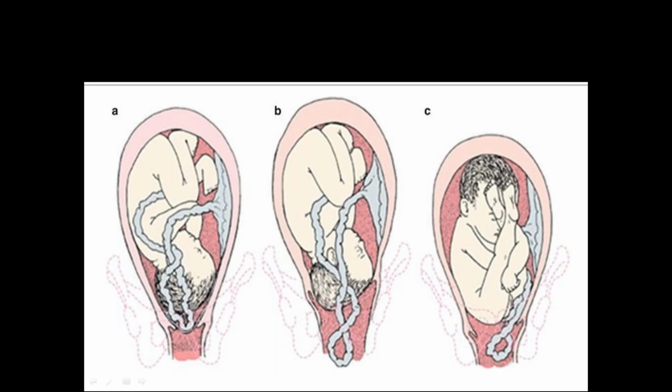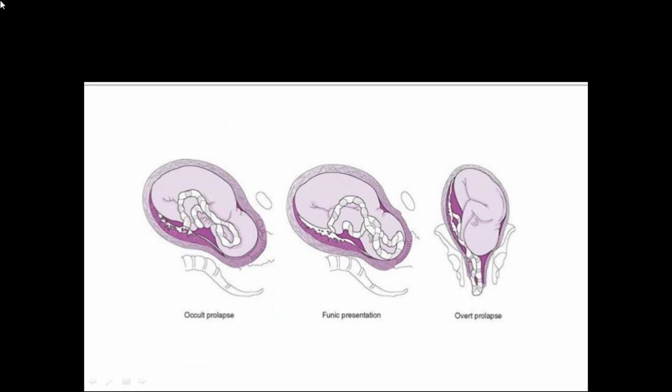See, this is the example. This is below the presenting part. Here also the same thing. Here also below the presenting part. These are all the unique varieties. Here the membranes are ruptured also, so it is complete cord prolapse. This diagram I already told you. This is side by side. Here it has come just below the presenting part. It is completely outside the pelvis.